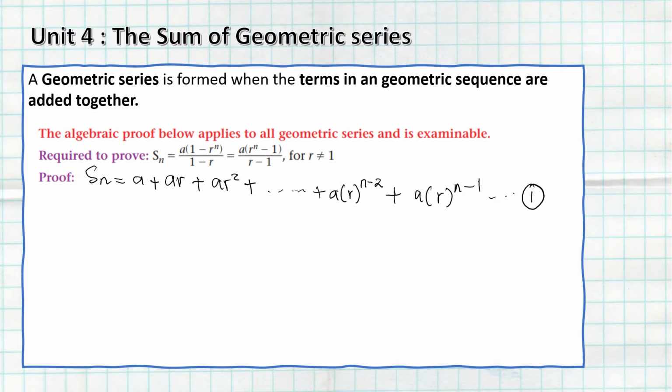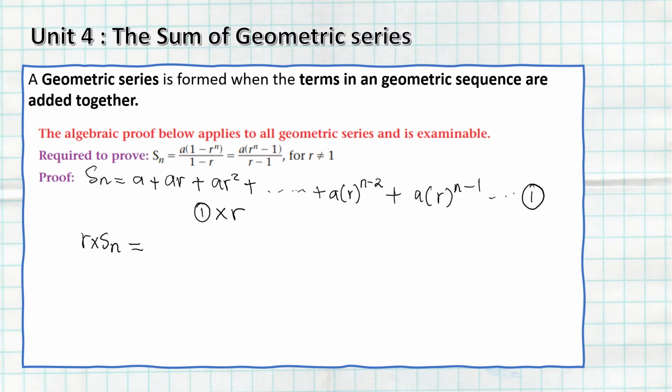To get equation 2, very different from what we did on arithmetic series, here on geometric series we take equation 1 and multiply it by the common ratio. We multiply equation 1 by the common ratio, so then it will be r multiplied by Sn.